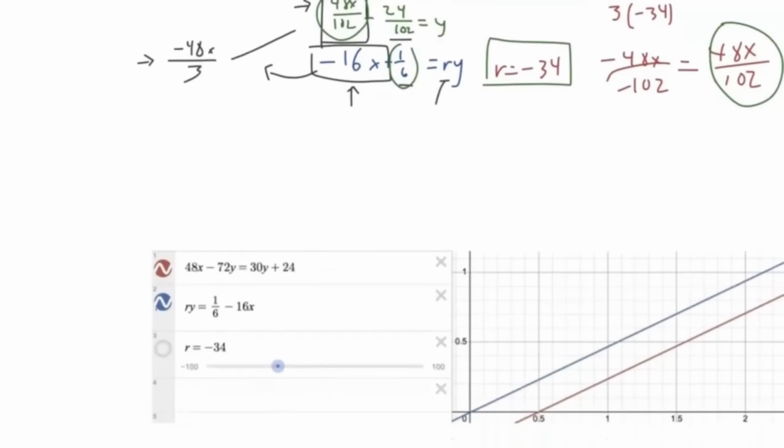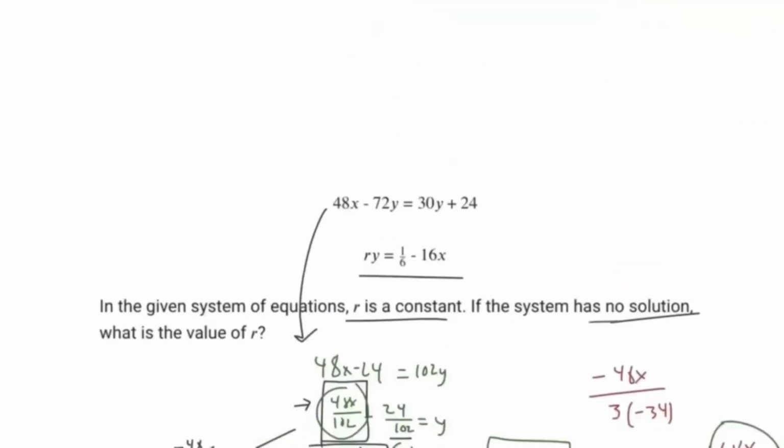All you gotta do is plug the top equation in, plug the second equation in, have that r, set a slider for r, and just drag that point, right? Just drag this until those two lines are parallel, until those two lines don't intersect, that is your value of r. That is the value of r that satisfies the equation when there is no solution.